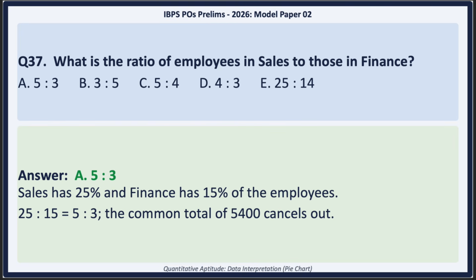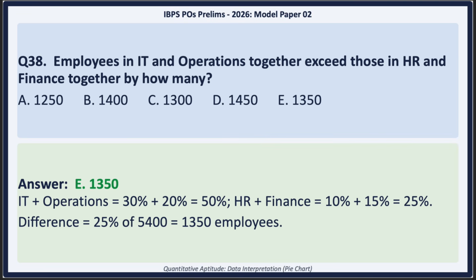Precisely. And you could apply this shortcut to addition and subtraction too for question 38. It asks how much the number of employees in IT and operations combined exceeds the number in HR and finance combined. Okay, let's test that. Stay in the percentage realm. IT plus operations is 30% plus 20%, so a 50% slice of the pie. HR plus finance is 10% plus 15%, so 25% slice. The difference between them is just 50 minus 25, which is 25%.